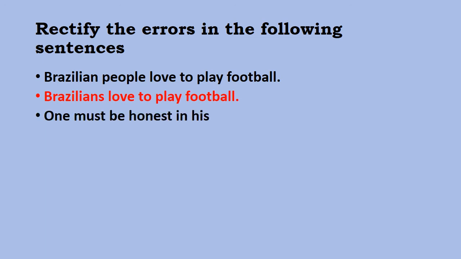One must be honest in his deeds. Now you will say this type of sentence we have not done, but I have already covered this in my video related to use of pronouns. Refer to the video. I will give you the answer here. One must be honest in one's deeds. You cannot say his or her deeds. When we have one as the subject, we have to write one's later on as an object.